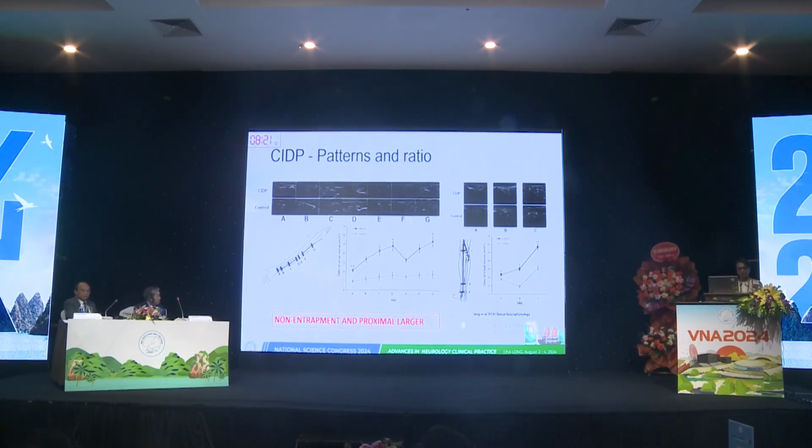So when you see this non-entrapment, and as you go more proximal, the nerve is much, much bigger, that is quite typical of CIDP, okay? And similarly also in the lower limbs as well.